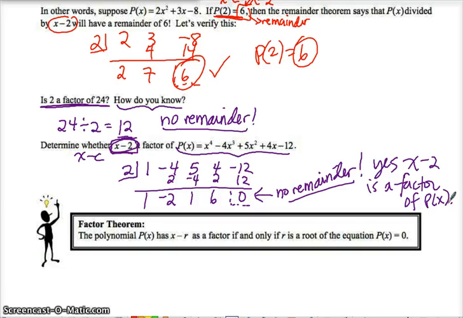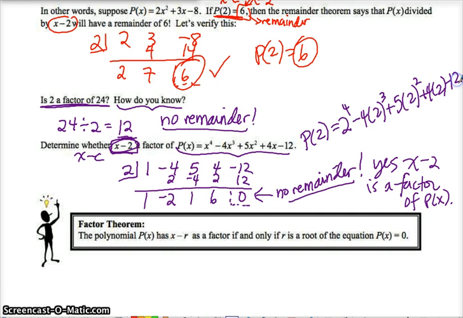What was another way of doing it? Well, we could have found p of 2, right? We could have plugged in 2 to the fourth minus 4 times 2 to the third plus 5 times 2 squared plus 4 times 2 minus 12. If we did all of this and it equals 0, then that would also prove that there was no remainder, so therefore it was a factor of the polynomial. So I could have plugged in 2 for x, and if I got 0 as a result, that's a factor.